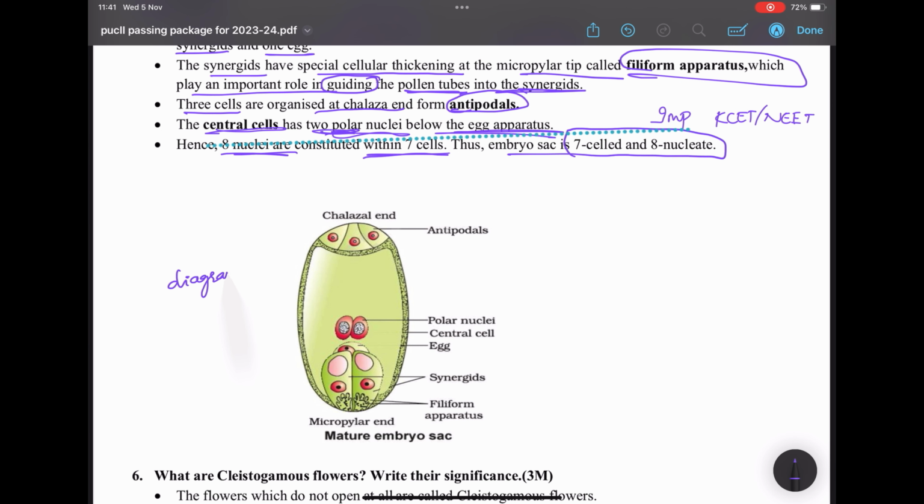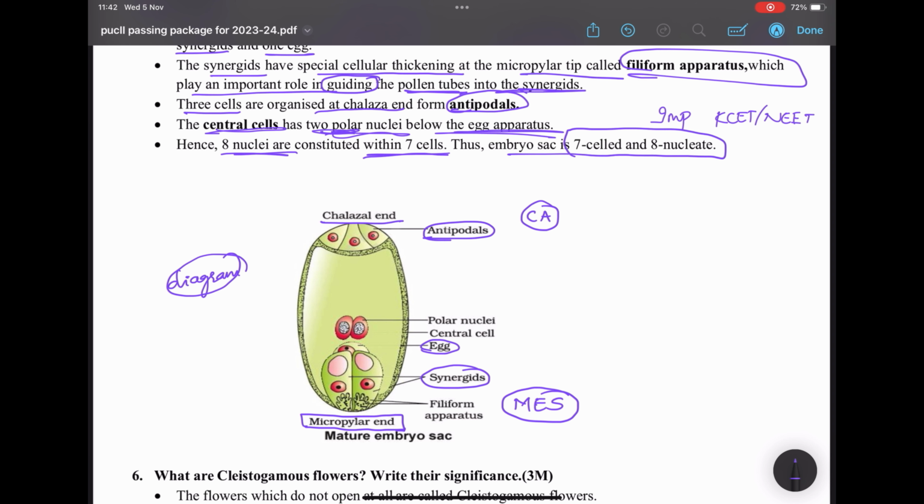So totally the embryo sac is 7-celled and 8-nucleated. Chalaza will be remembered as CA: chalaza, antipodals; micropylar and MES, that is egg and synergids. Centrally we have the central cell, within which you will find 2 polar nuclei. So 7-celled, 8-nucleated. Here 3, here 3, that is 6, and at the center 2.